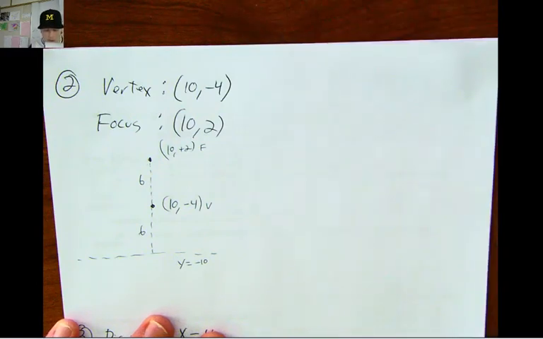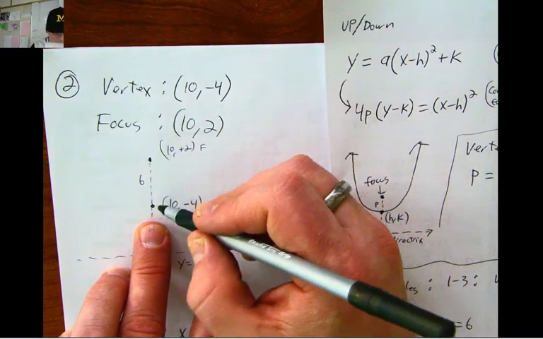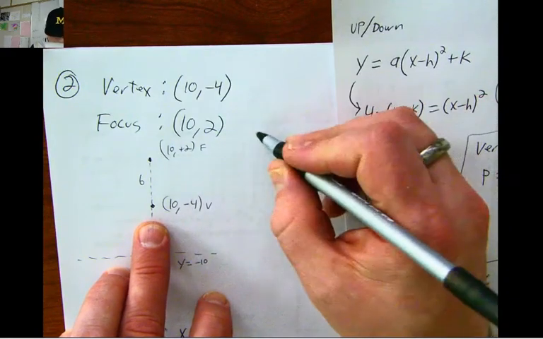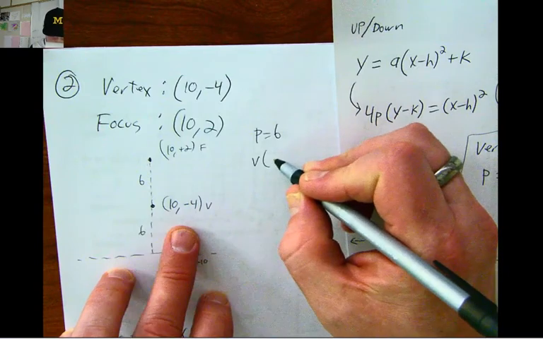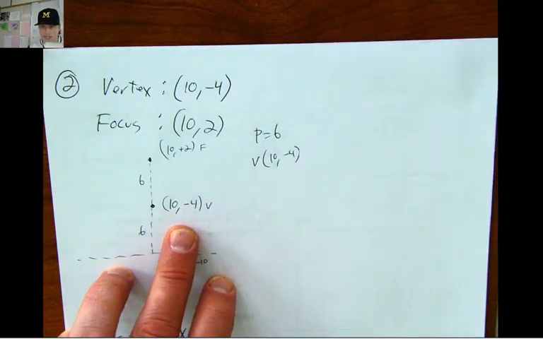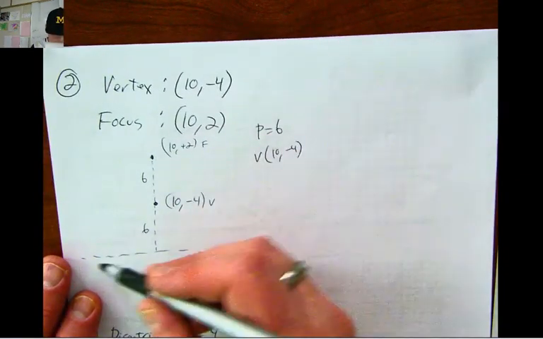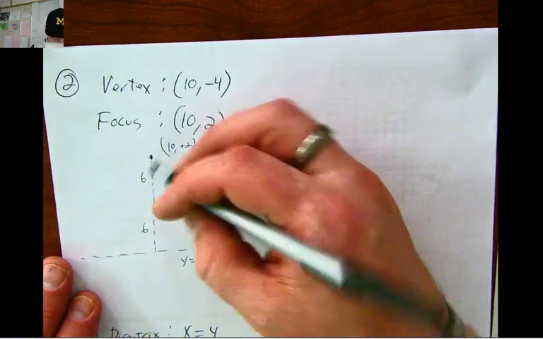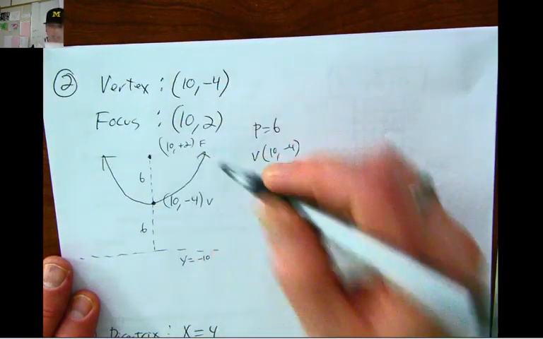But using this information, you know that the distance from the focus to the vertex is a distance of 6, so p is equal to 6. The vertex is at (10, -4). So you could use that information to come up with an equation. Because this is the directrix and this is the focus here and the vertex is here, that means it's going to be an upward facing parabola.